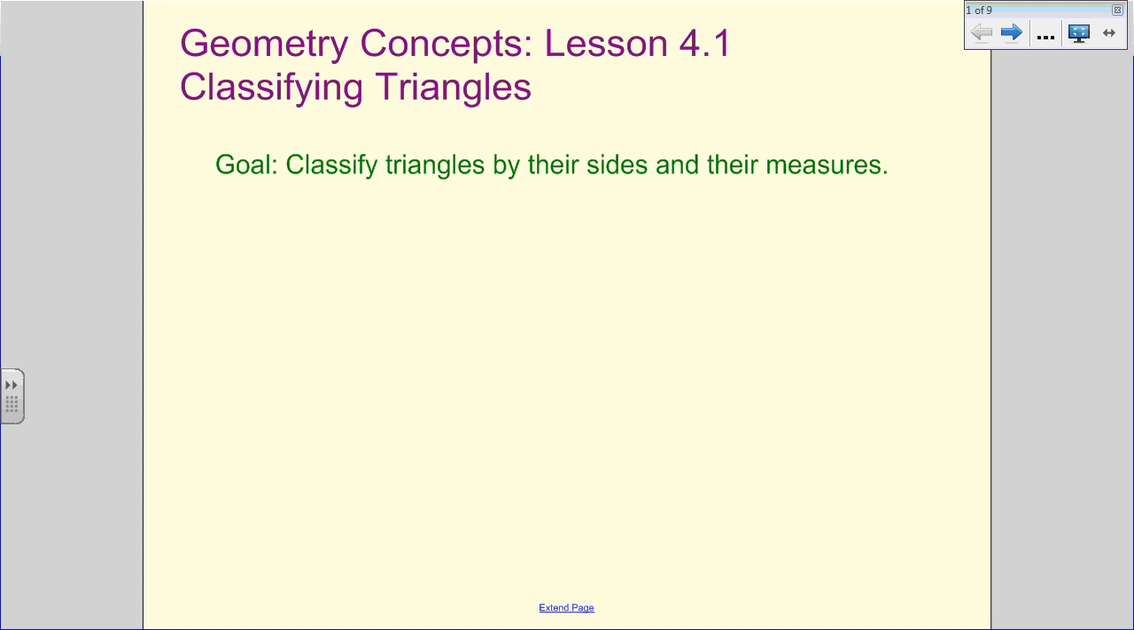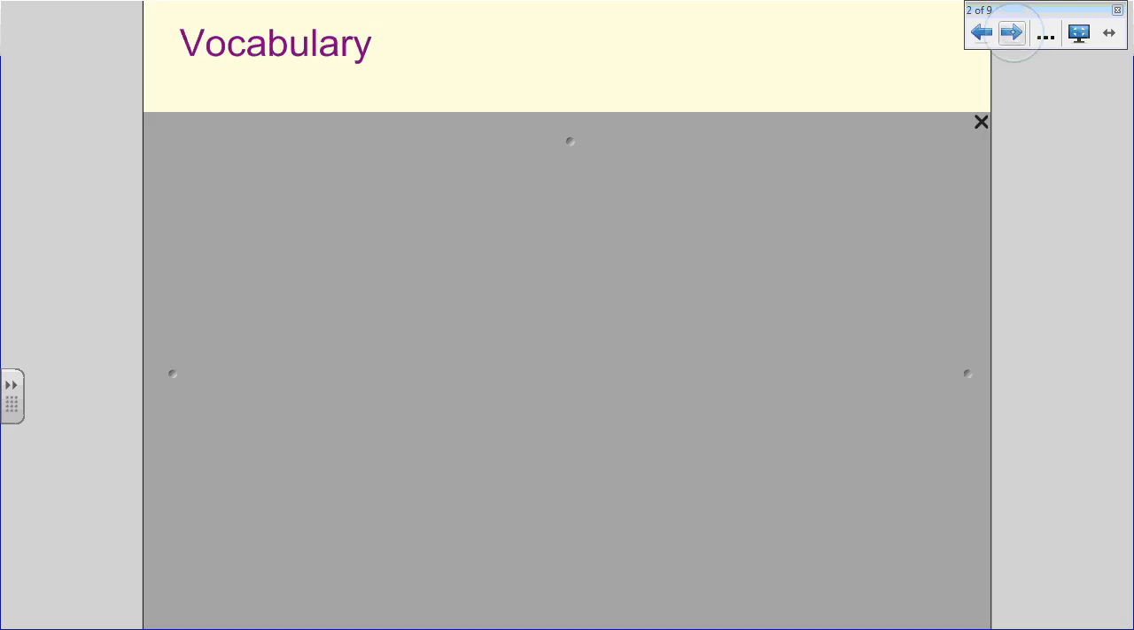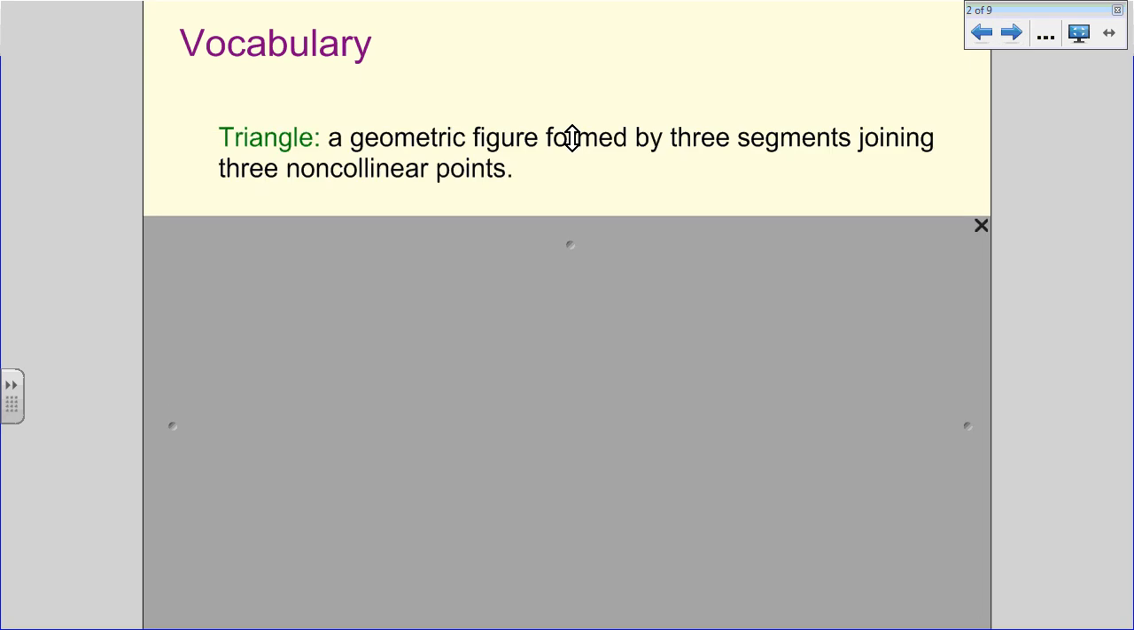Think of how you classify animals into species and all of the categories that you used in biology last year. We're going to do the same thing with triangles. We're going to classify them into a specific group. We're going to look at their sides and their measures. All right, so our vocabulary.